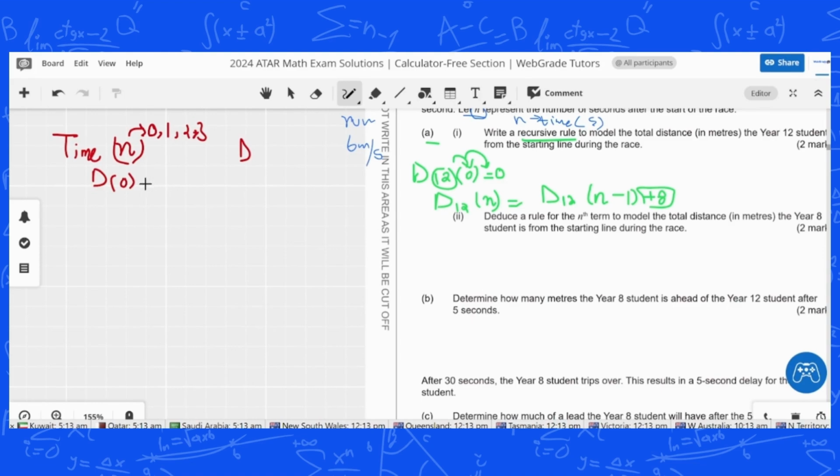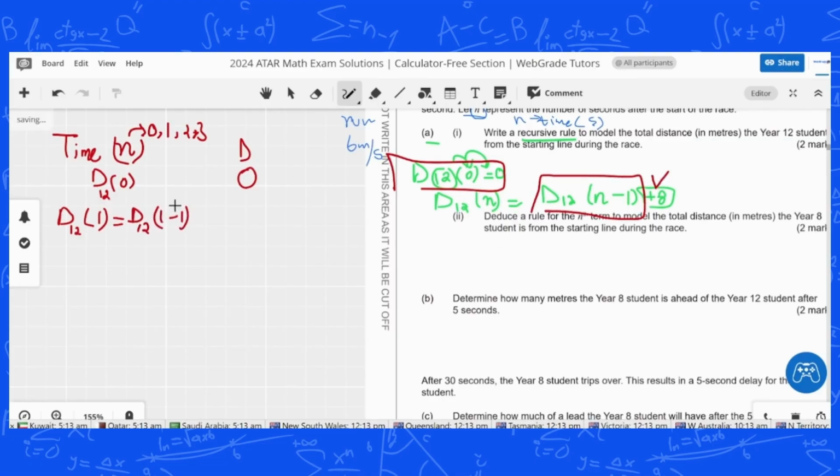So when we take d12 at 0, that's already the first term, which equals 0. And if we talk about the next one, d12 of 1, then obviously the next term is d12 of 1 minus 1, plus 8. Which means d12 of 1, the first term in the series, equals d12 of 0 plus 8.